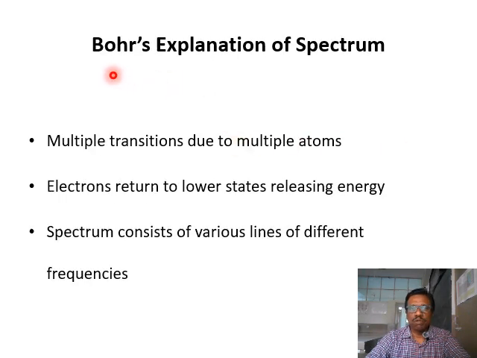Bohr's explanation of the spectrum. Multiple transitions due to multiple atoms will be present. Different atoms will be going from the lower energy level to the higher energy level and back to the lower energy level. At the same time, many atoms are involved in this, therefore multiple transitions will be taking place. Electrons return to the lower energy state and release energy. The spectrum consists of various lines of different frequencies.